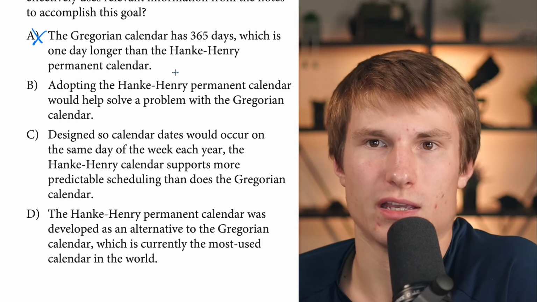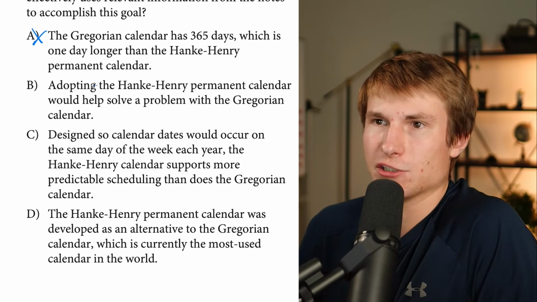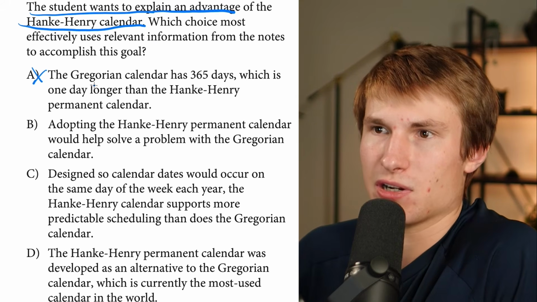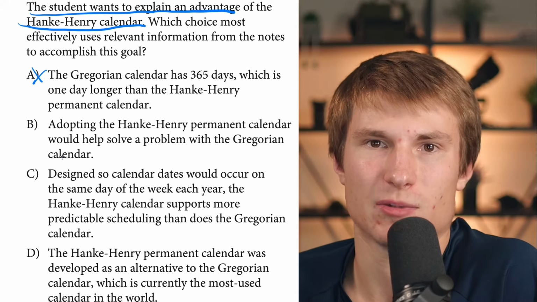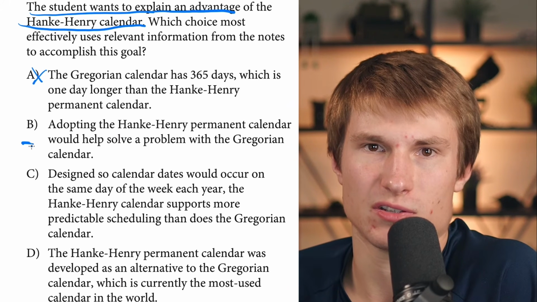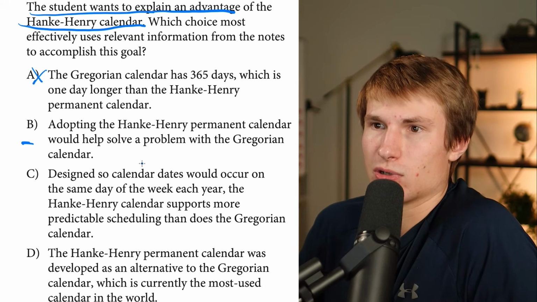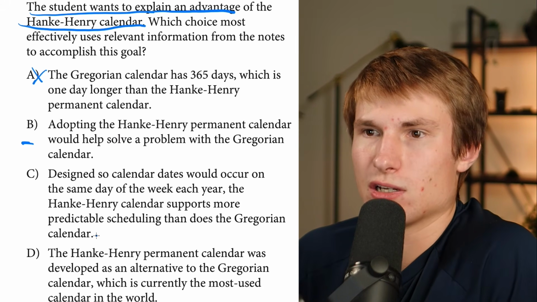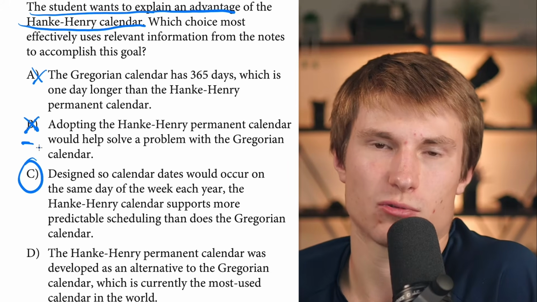B, adopting the Hank Henry Permanent Calendar would help solve a problem with the Gregorian calendar. Well, I'd prefer that we actually discuss what that problem is rather than just state that it would solve a problem, because we're not really explaining an advantage. The advantage, I guess, being that it solves a problem, but it's much better if we can explicitly state the problem. So I'll just mark this as neutral for now. And then C, designed so calendar dates would occur on the same day of the week each year, the Hank Henry calendar supports more predictable scheduling than does the Gregorian calendar. That's describing the advantage, or explaining the advantage. So C is perfect. We'll take a quick look at D.